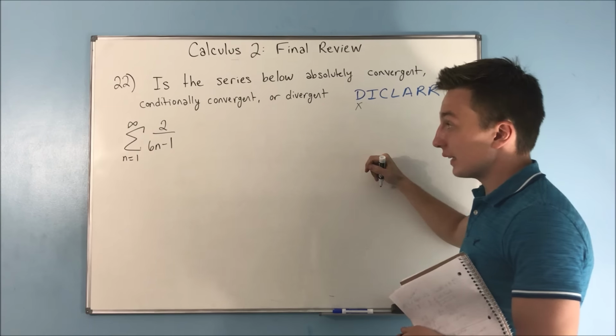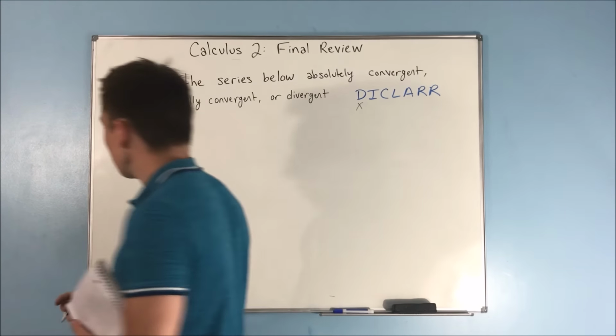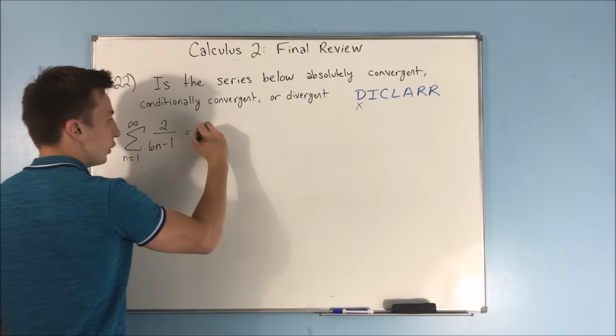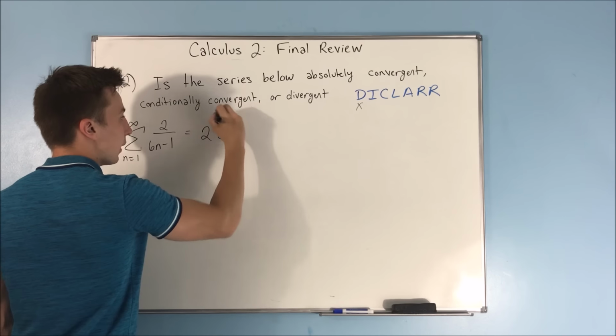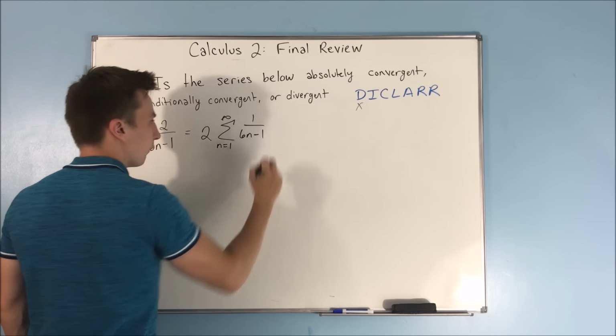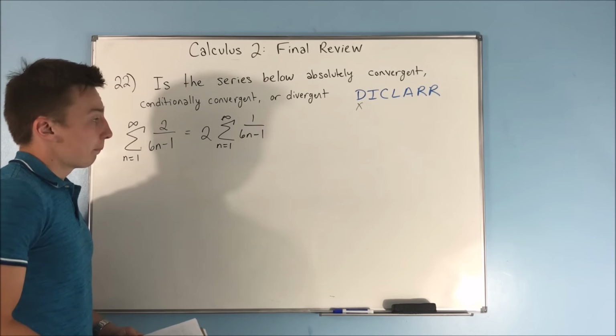Well, actually, that seems like it could work here. Okay, this is going to be something that's easily able to be integrated. We can write this as 2 times the sum from n equals 1 to infinity of 1 over 6n minus 1, and that's something we can easily integrate. So let's do that.